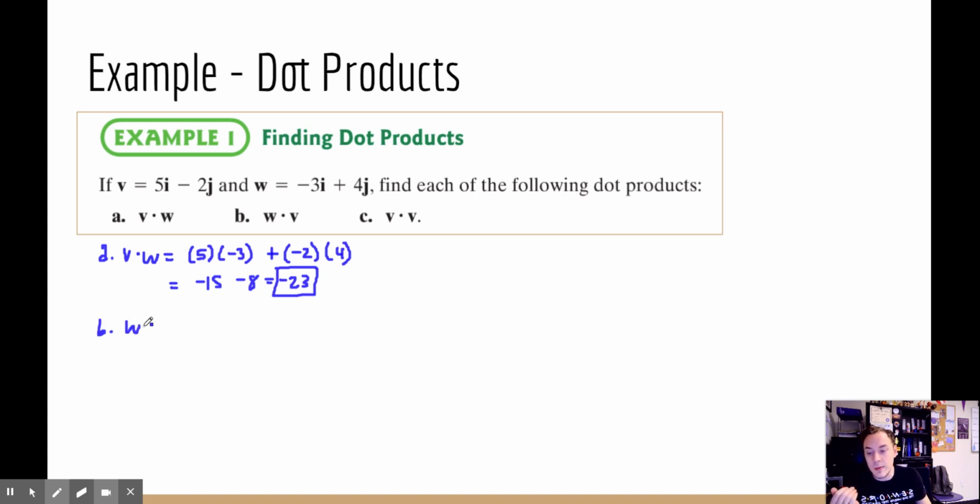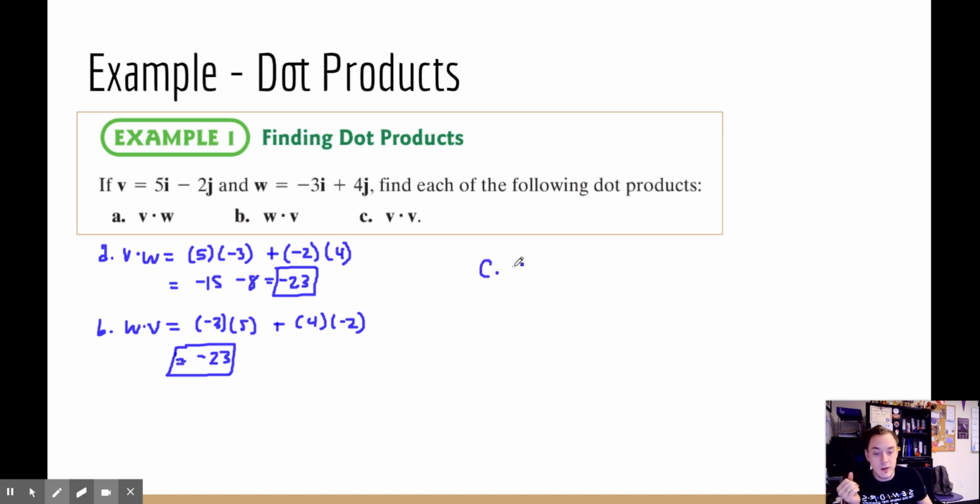Okay, if I do W times V, now notice, do I get the same thing? Well, I get negative 3 times 5, and then plus 4 times negative 2. In this case, yes, I do get the exact same thing. Okay, nothing changes. I get the exact same thing.